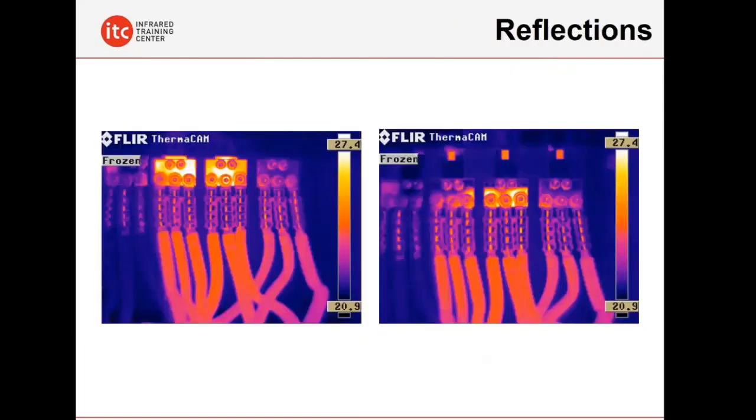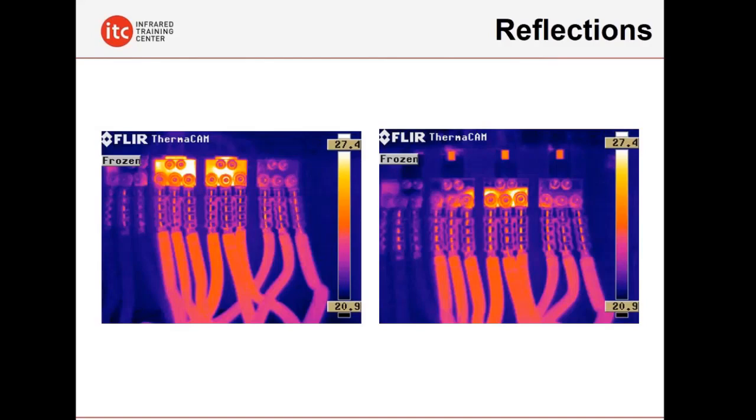Thermal reflections are a big one. False hot spots or false cold spots are things that cause an object to appear to be warmer or cooler than it really is. On the left, these electrical terminations look like they're warm. It's really nothing more than the reflection of the thermographer's body heat off of that surface. And as you move, you'll notice that the thermal patterns also change.